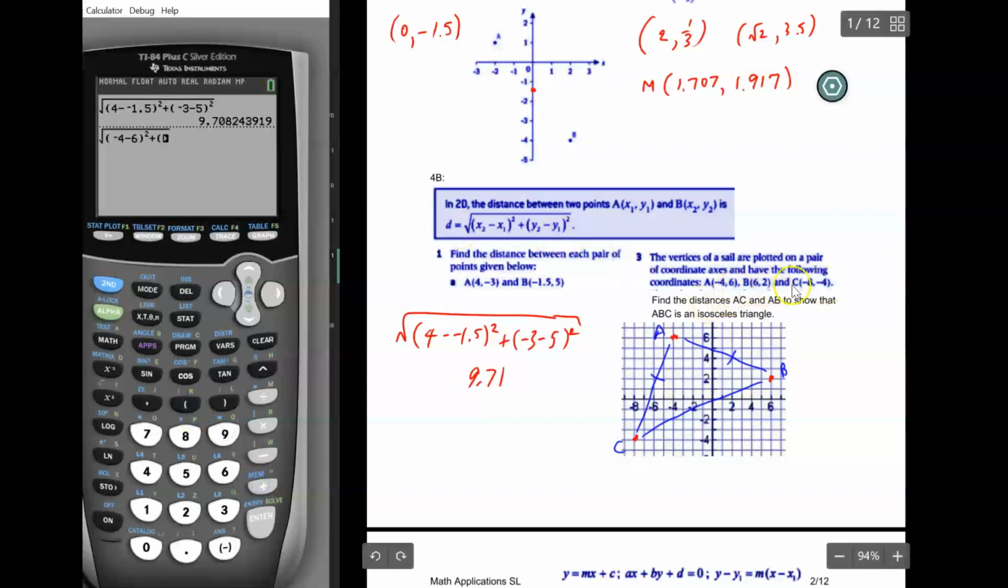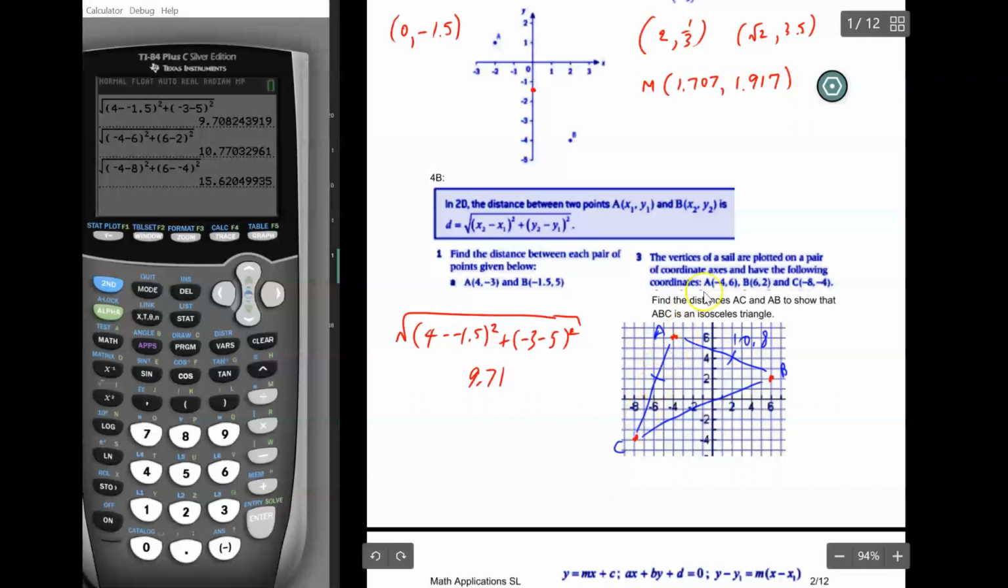And now we're going to do AC, so that would be negative 4, I'm sorry, we're doing AB still. We're going to do 6 minus 2. Even I get mixed up. Okay, so we subtracted the x values, negative 4 and 6, and then we subtracted the y values, 6 and 2, and we square them, and then we square root them after we add them together. And we get 10.8. So our length of AB is 10.8.